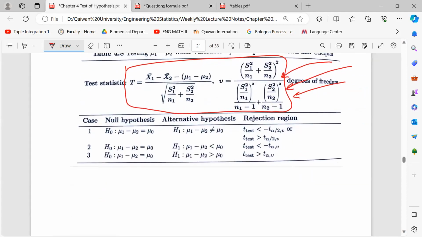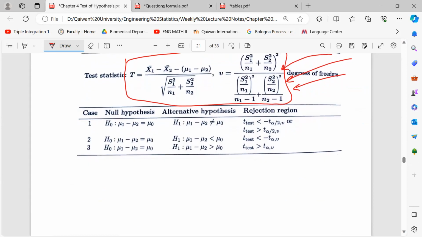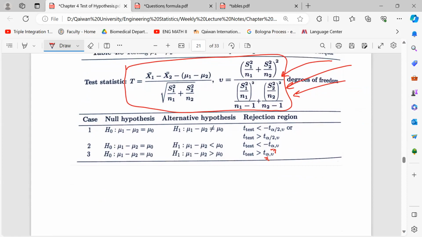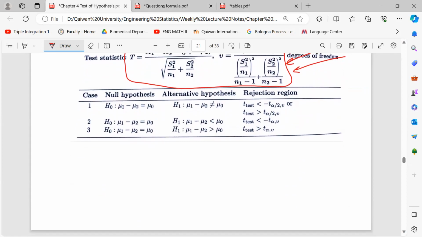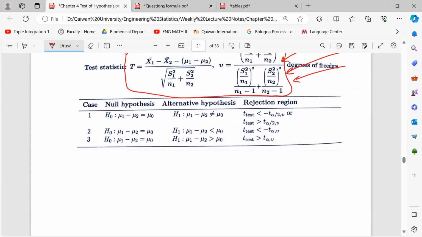It's similar, and we use the T table again. These are all alpha over 2. Okay? These are only alpha, but the above ones are alpha over 2.